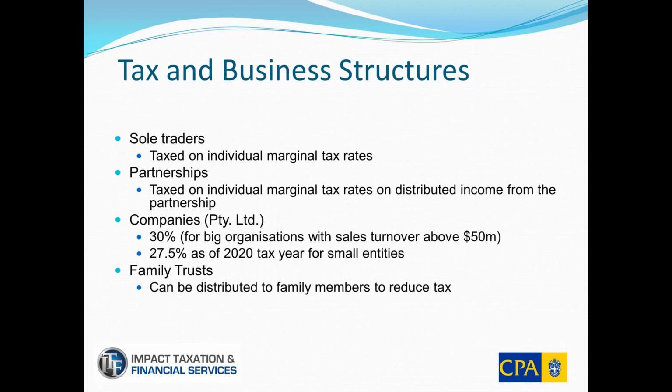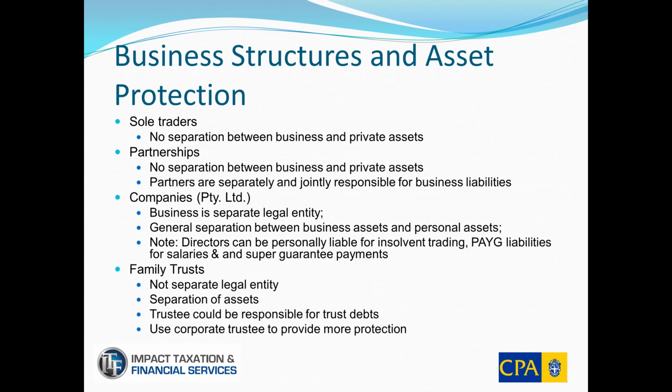For family trust, income can be distributed to different family members to reduce tax. For example, if you generate maybe 100K from a family trust, potentially you can spread it to 6 family members, then everyone's income will be below the tax-free threshold, and you don't need to pay any tax at all. That's one of the main advantages of a family trust, and we'll cover it in more detail later. So that's the tax side on business structures. Next main consideration will be asset protection.